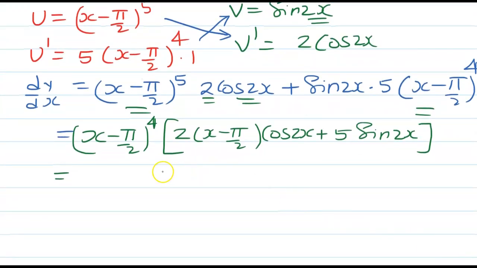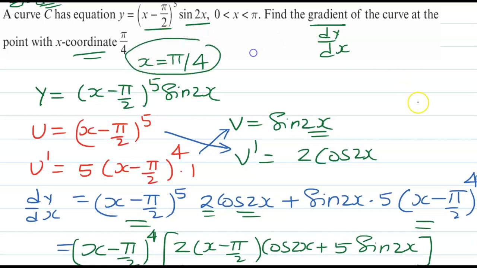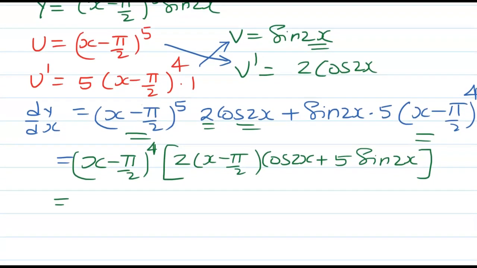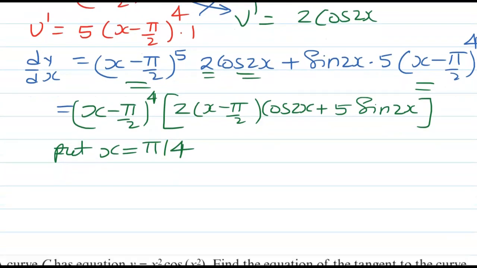Now what we need to do is put x equal to pi by 4. Why? Because this point is given here, when x is pi over 4. So let's put x equal to pi over 4. So when you put x equal to pi over 4, what is coming? Let's write down. If you put pi over 4 here, it will be (pi over 4 minus pi over 2) to the power 4.